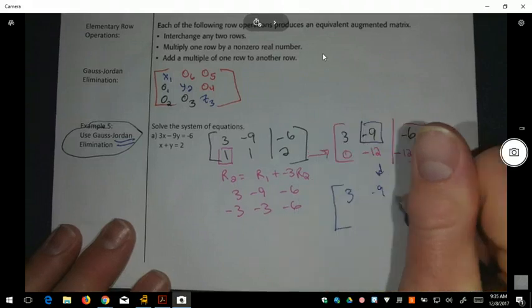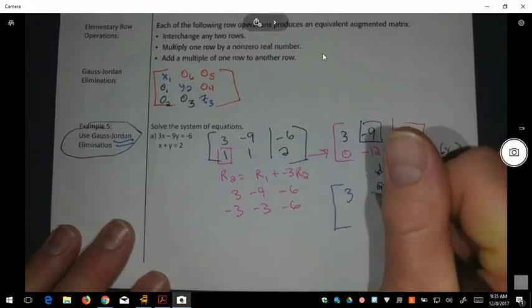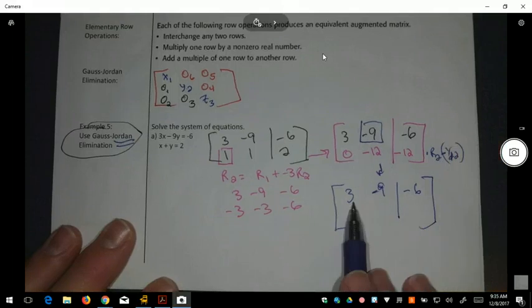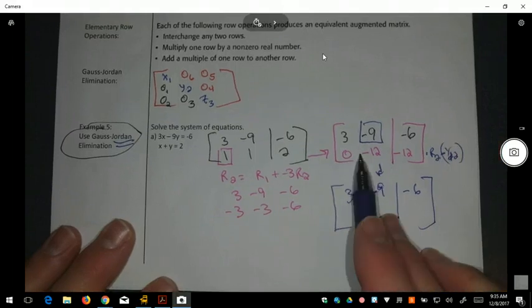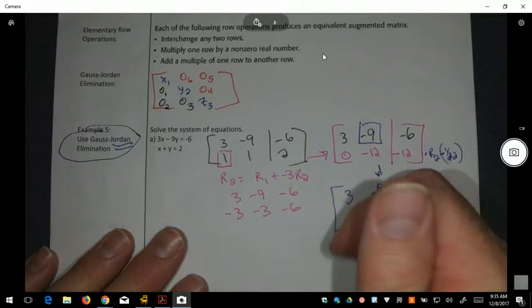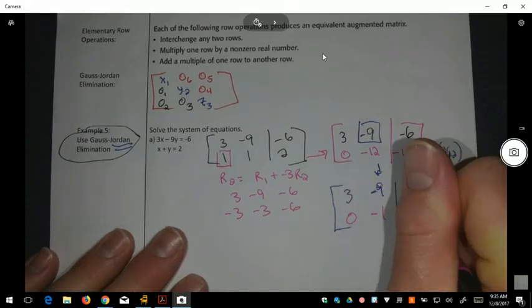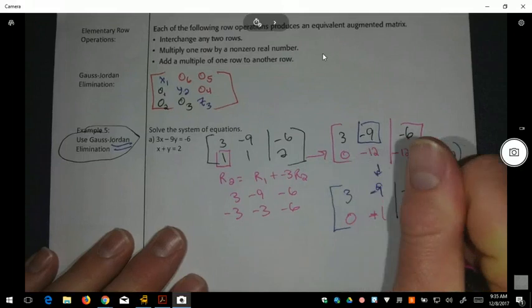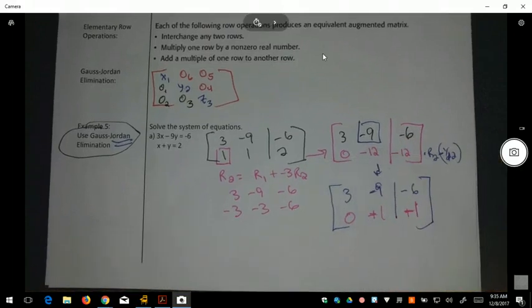So 3, negative 9, negative 6. You can do that at any point if you see, like even this, you might say, hey, I could multiply that by 1/3. It would simplify it, make it easier. I don't feel like doing that though, so I'm not right now. So 0, 1, 1 is what I have.